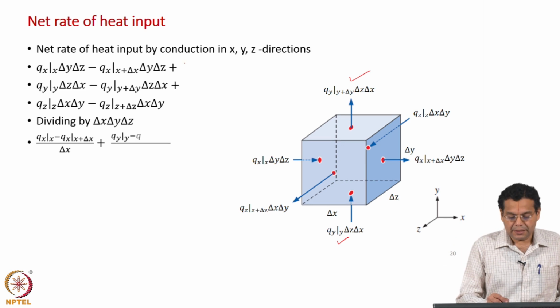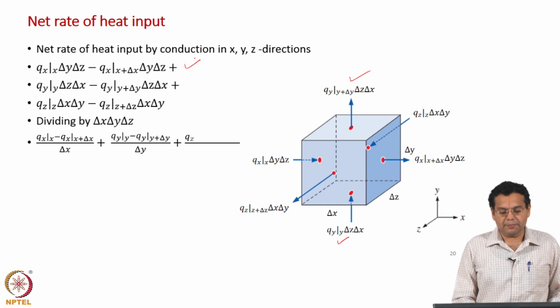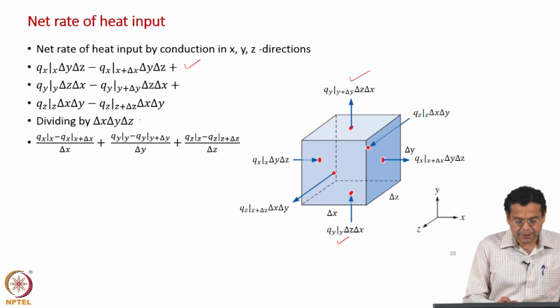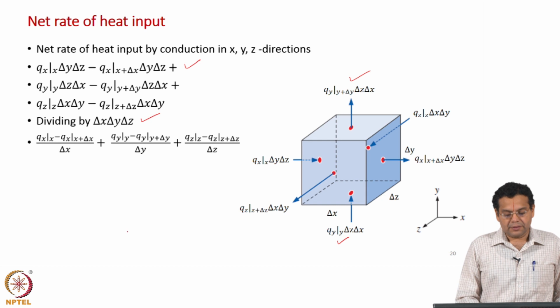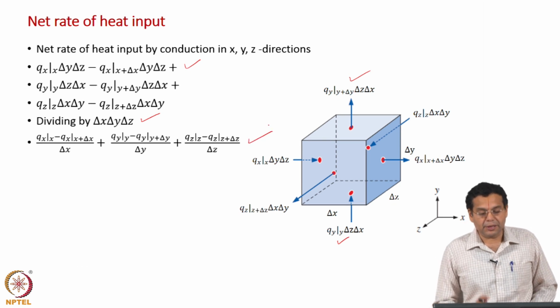So, here the significance is net rate of heat input by conduction, and it includes all the three directions. When you divide by delta x delta y delta z, these terms represent net rate of heat input per unit volume, taking into account x direction, y direction and z direction. So, here the significance is net rate of heat input per unit volume.